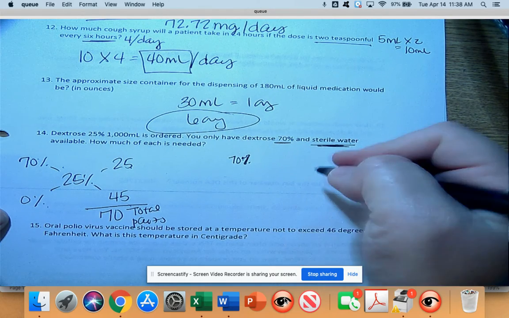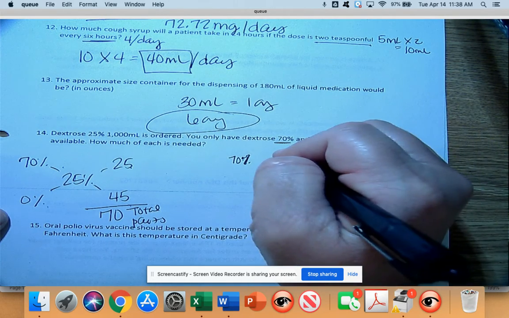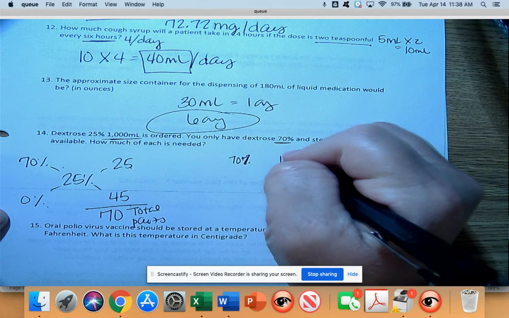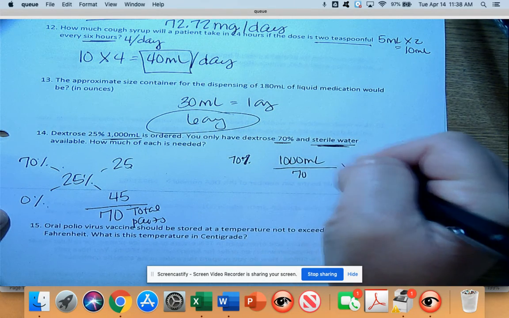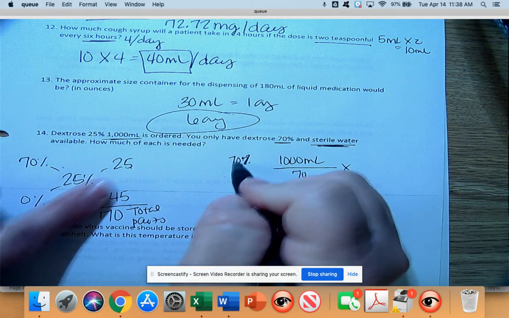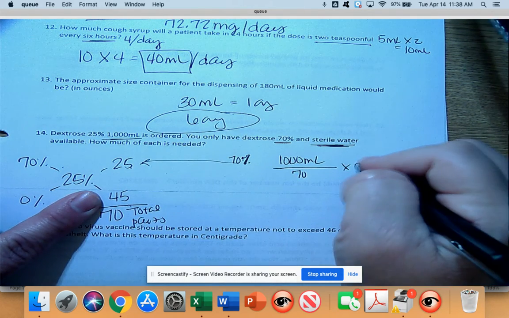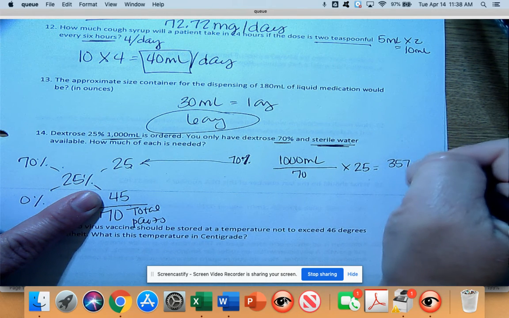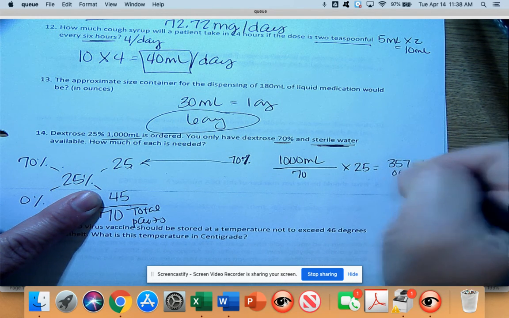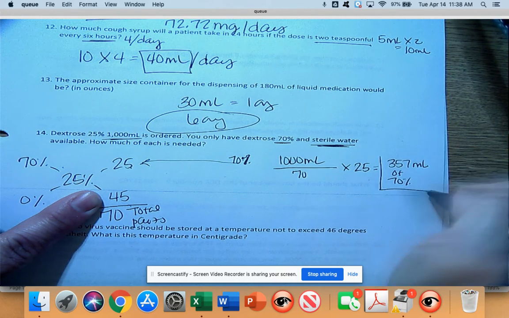For the 70%, I'm going to take my quantity, which they told me was 1,000 mLs. I'm going to divide that by my total parts, which is 70, and multiply times my 25 parts of the 70%. That's going to tell me I need 357 milliliters of 70%. So that's part of my answer.